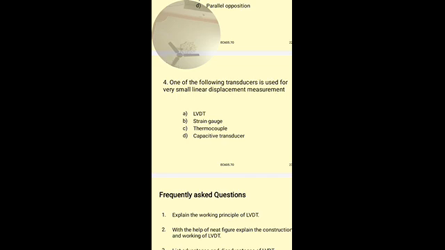So in this class we have studied the construction, advantages, disadvantages and applications of LVDT, and also 6 important applications of strain gauge, potentiometric transducer, capacitive transducer and inductive transducer.